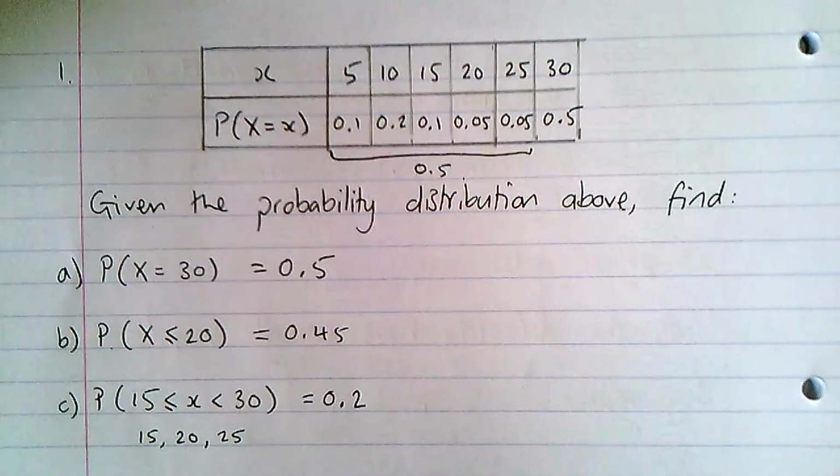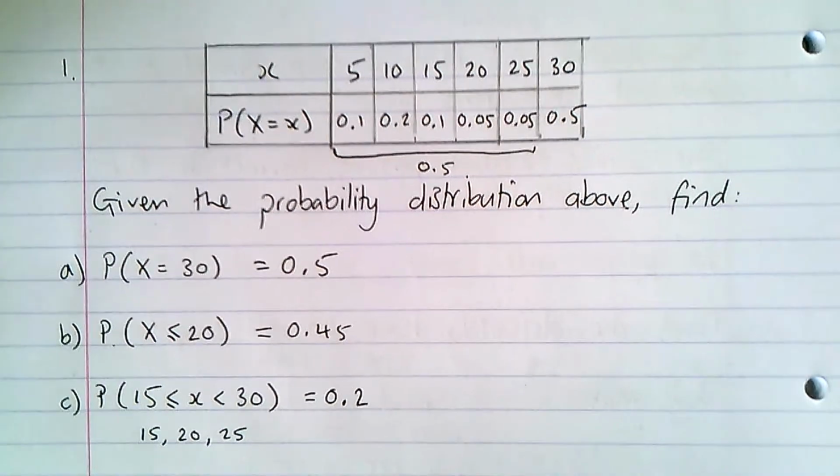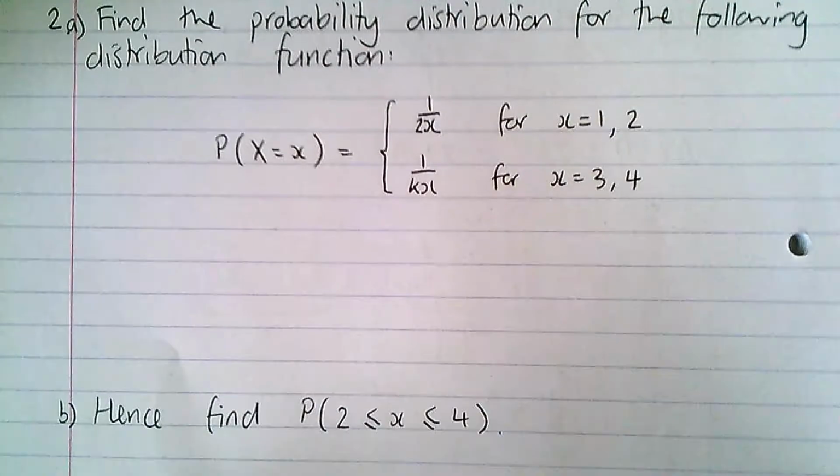Now, as I said, these questions here are reasonably straightforward and you should be okay with these. These are mainly on page 182. The next set of questions are ones that look like this.